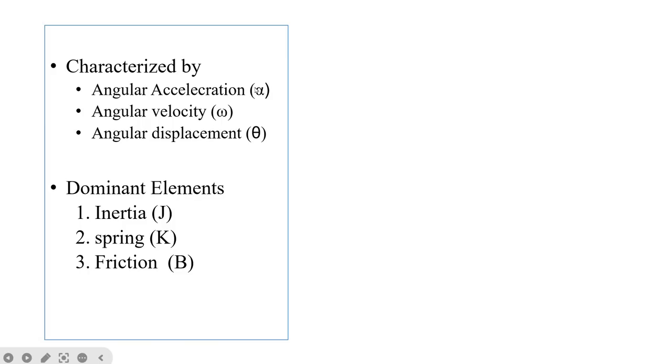Now the dominant elements of rotational motion are the inertia J, spring constant K, and friction B. Inertia is similar to the mass. Mass was in the translation motion, denoted by capital M. Here it is replaced by inertia; analogous to mass is the inertia J. And the spring constant and the friction remain the same.